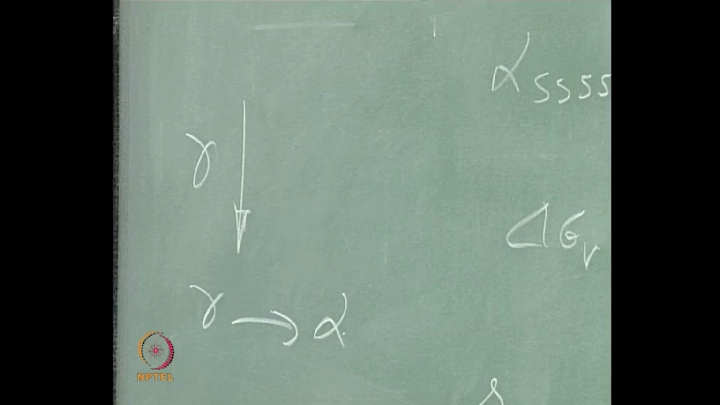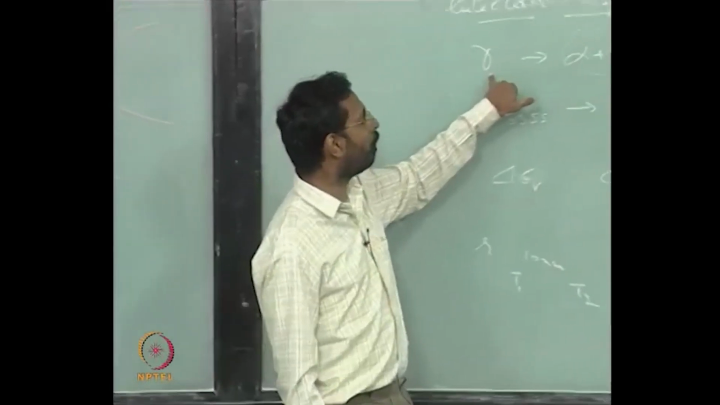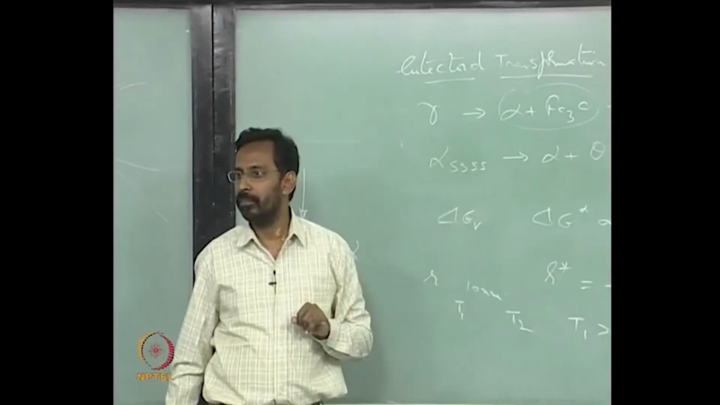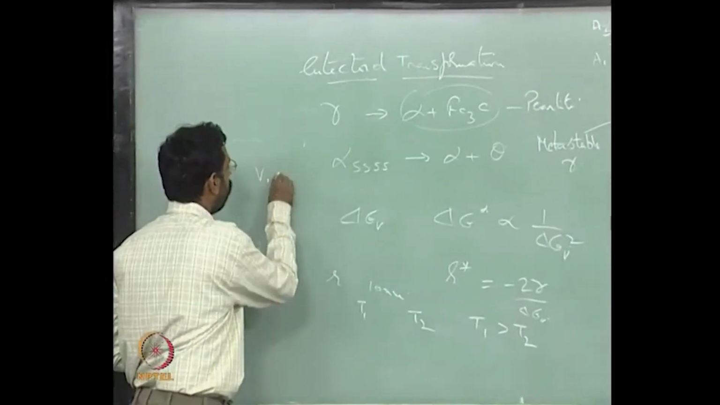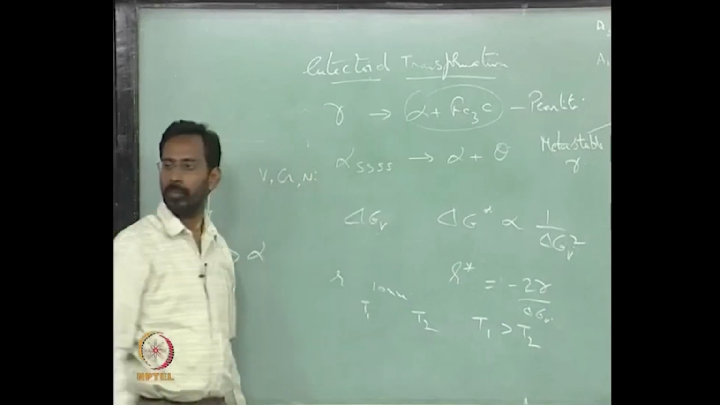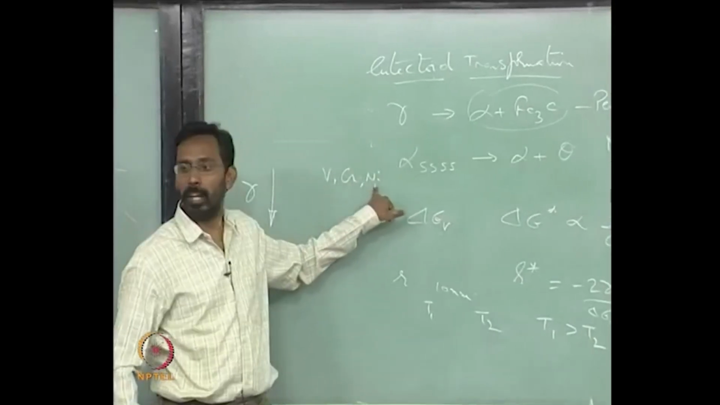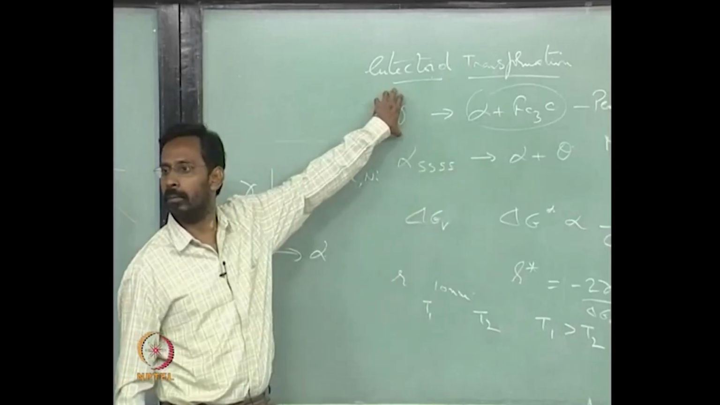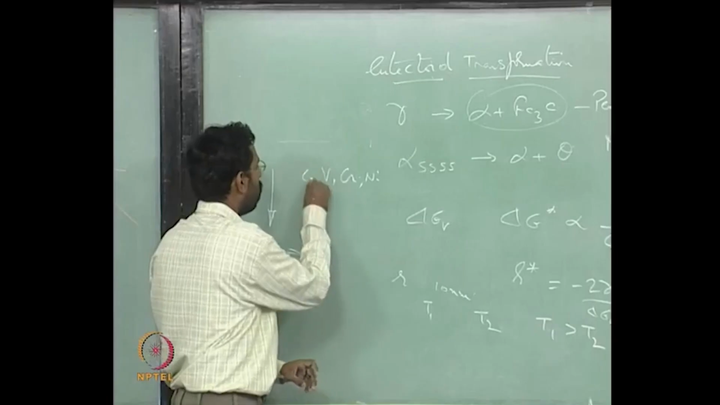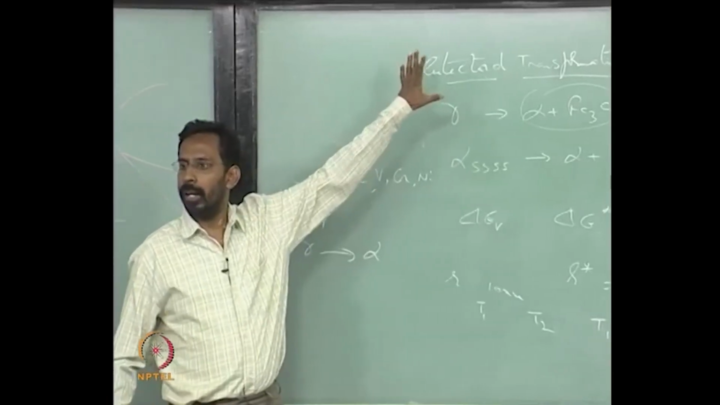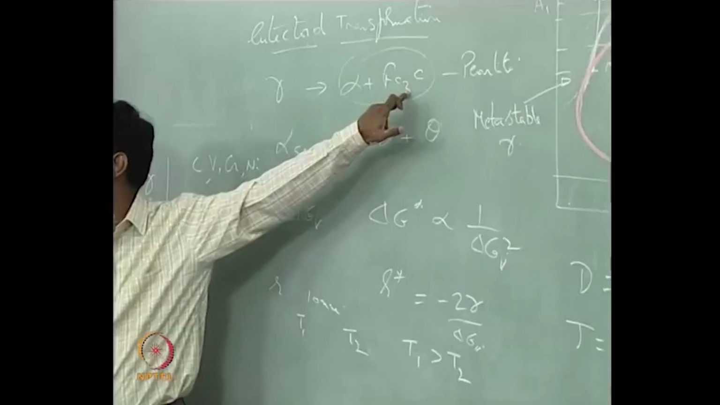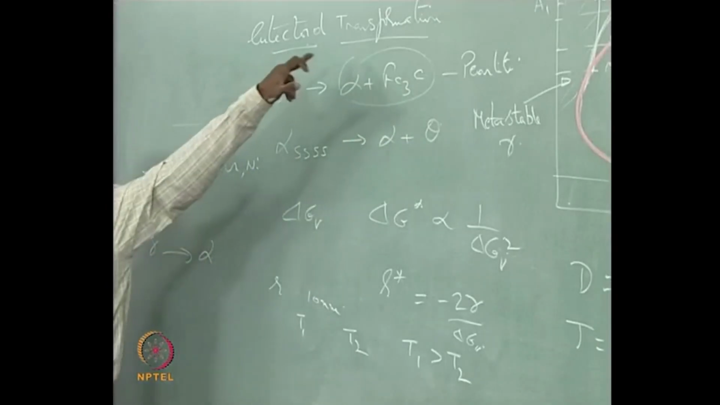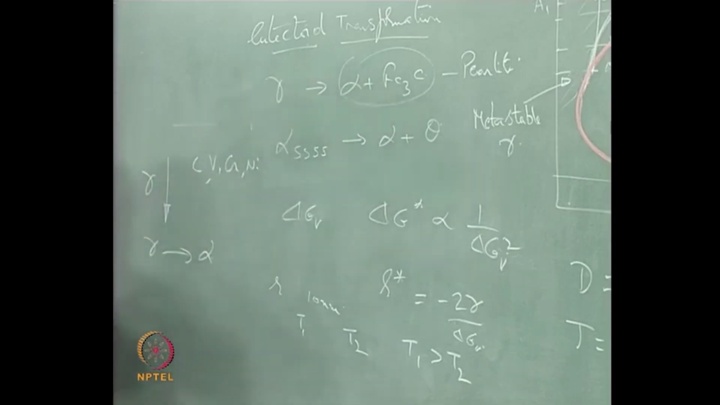Whenever you are talking of a transformation of gamma to alpha plus Fe3C, let us say you have alloying elements, something like, let us say, vanadium or chromium or nickel. Now the question is, where do these elements go during this transformation? Before the transformation, they are all inside the gamma, including the carbon. It is this gamma which is now splitting into these two. If it is splitting into these two, depending on their affinity towards a particular structure, they will dissolve into it.